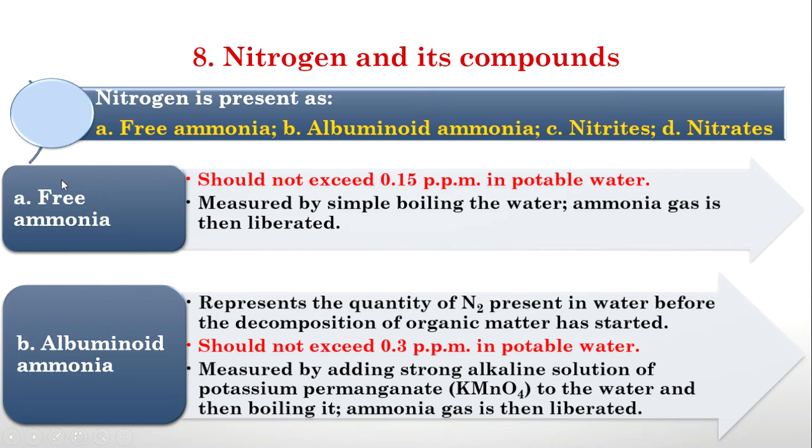The amount of free ammonia in water should not exceed 0.15 ppm in potable water. The presence of free ammonia can be measured by boiling the water. When we boil water, ammonia gas will be liberated. We can measure that gas and find the amount of free ammonia. The second type of ammonia nitrogen compound present in water is albuminoid ammonia. Its quantity should not exceed 0.3 ppm in potable water. It can be measured by adding a strong alkaline solution of potassium permanganate to the water and boiling it. By simply boiling, we get the amount of free ammonia, but by adding potassium permanganate and boiling, we get the amount of albuminoid ammonia.